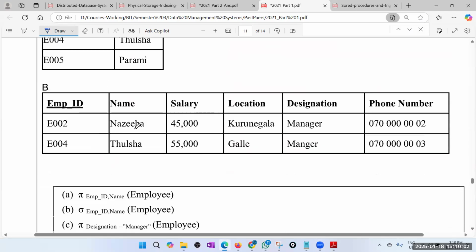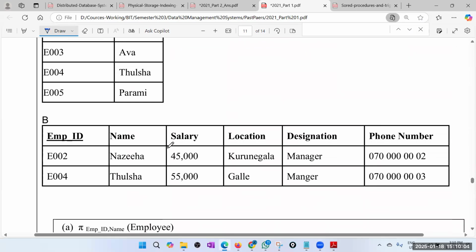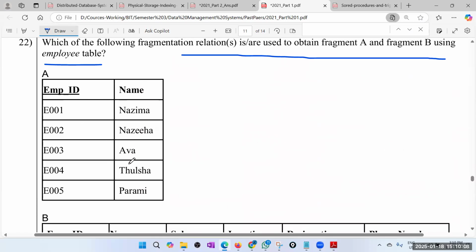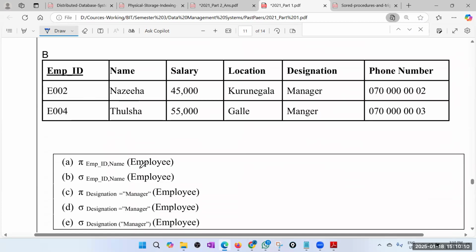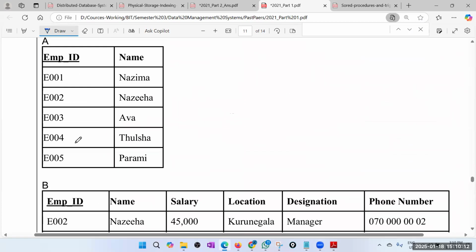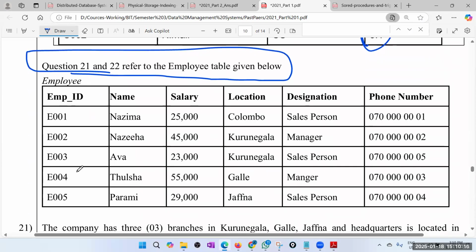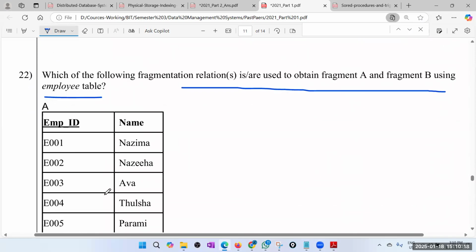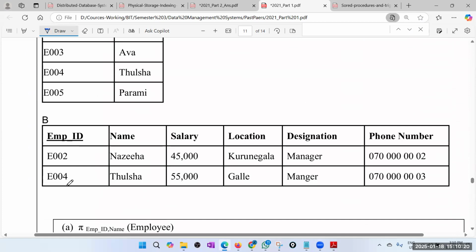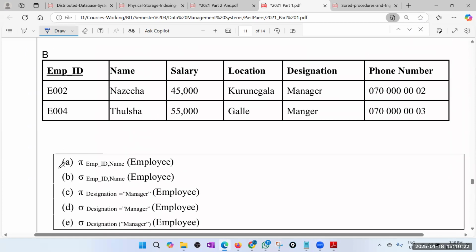This is fragment A, this is fragment B. Fragment A needs employee ID and name from employee. Are all the records there, 1 to 5? Yes, 1 to 5, all of them are there. And you are taking only 2 fields. That looks okay so far.